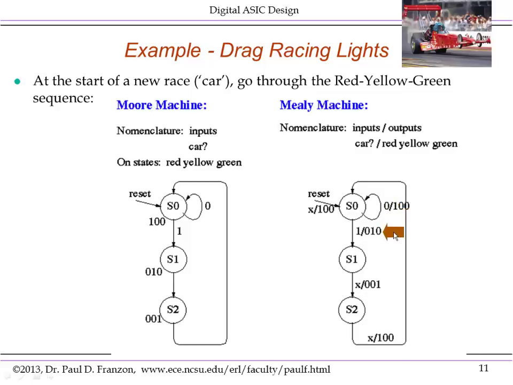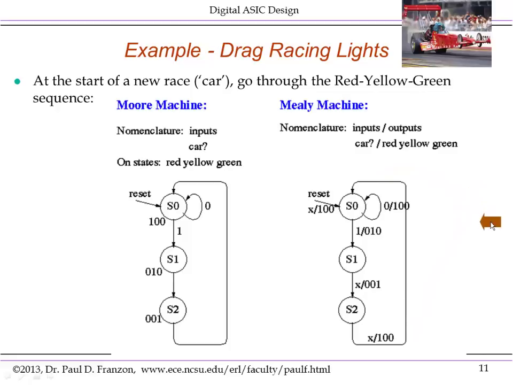At any point, if car goes high, that is the car is ready, we immediately set yellow to high and go to state S1. Then one clock cycle after we reach state S1, no matter what the input is, we set green to high and go to state S2. One clock cycle after hitting state S2, we set red to high and go back to state S0, again, no matter what the input is.